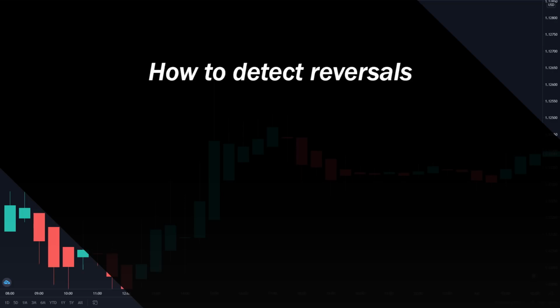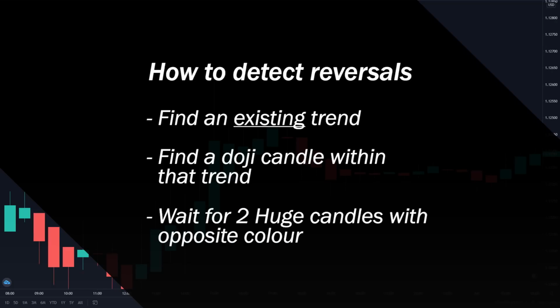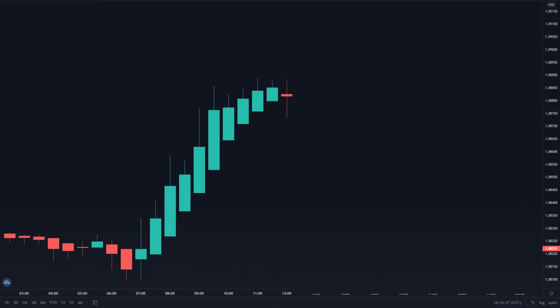The first step is to find an existing trend. The next step is to find a doji candle within that trend. The doji can be in any color as long as it's a doji. The next step is to wait for two huge candles that are in the opposite color of the trend to appear. Like in this example.